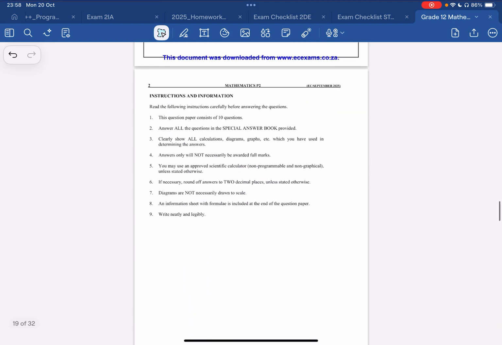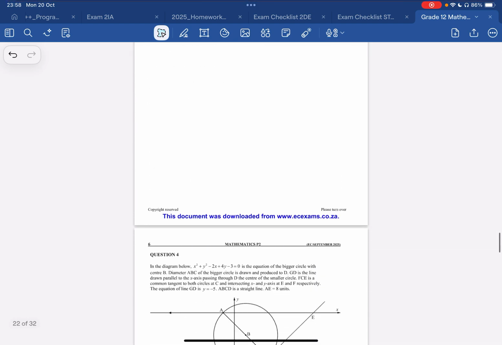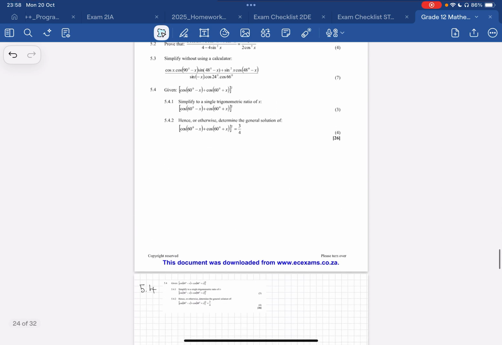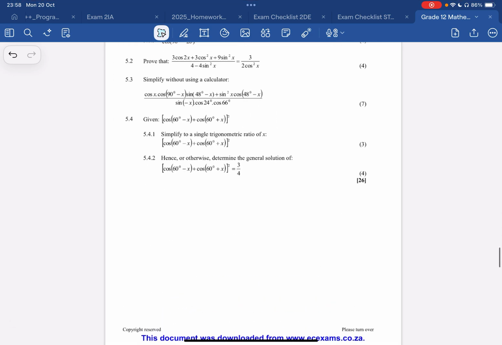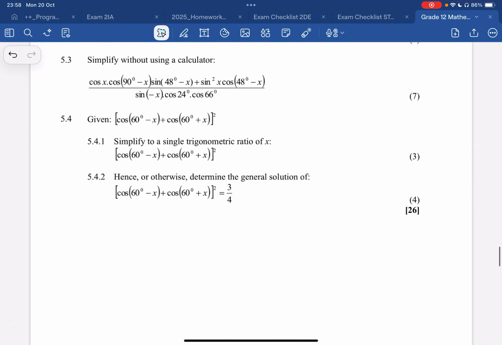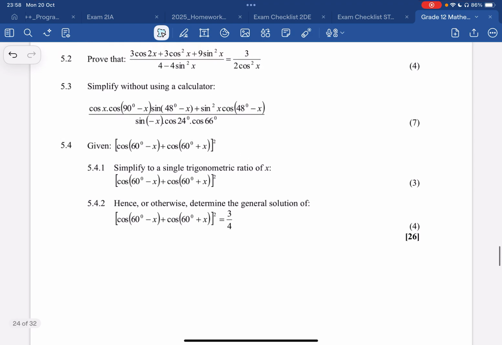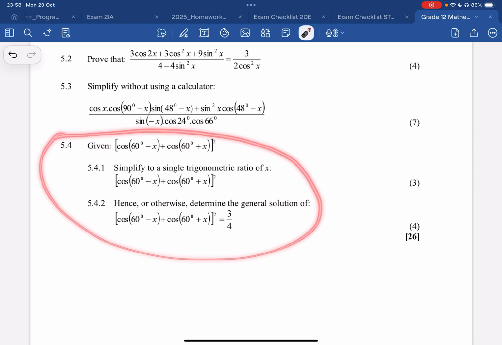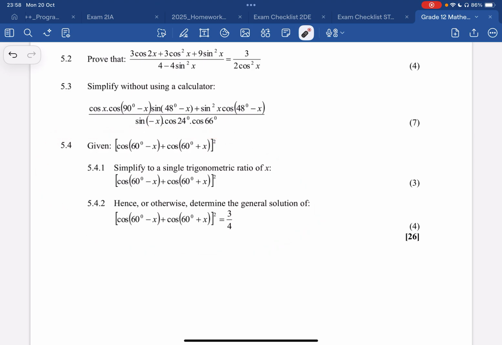Now, the question I want to do here is the general solution question, which is specifically question 5.4. I'll just zoom in here. This question 5.3 also looks interesting. Maybe I'll do that one tomorrow or whenever I get time. But right now, I just want to focus on the general solution question, which a lot of people tend to get wrong. But if you look here, this is a 7-mark question.